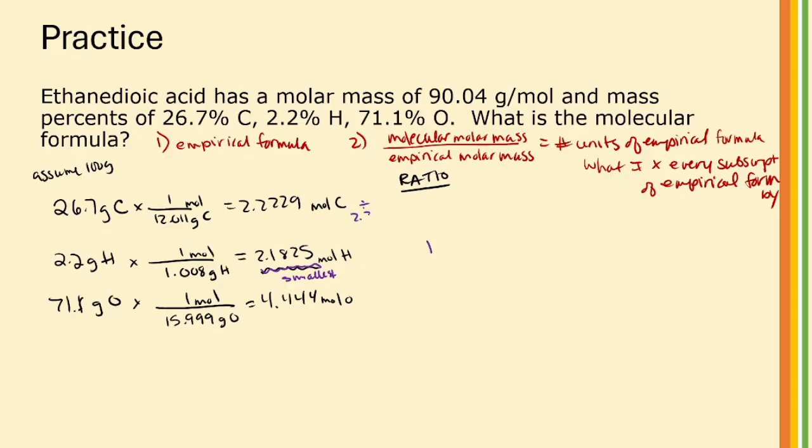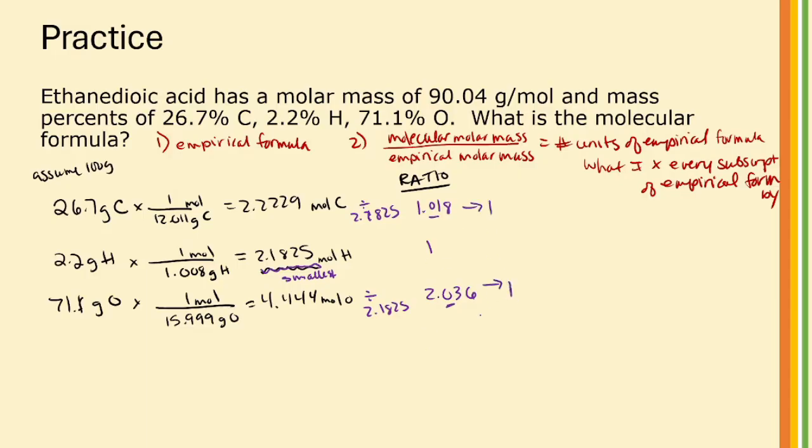Dividing this one by 2.1825. I still have 4.444 on my calculator, so I'm going to do that one first. 4.444 divided by 2.1825 is 2.036. And 2.2229 divided by 2.1825 equals 1.015. So again, this is a 0.0, I can round down. So this is 1 to 1 to 2.